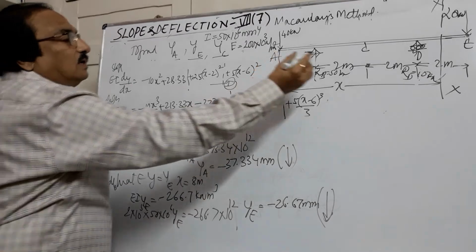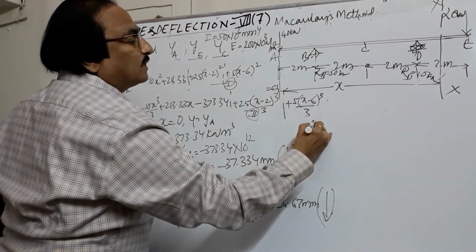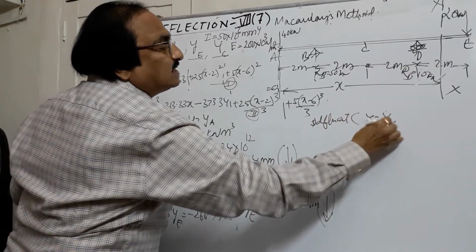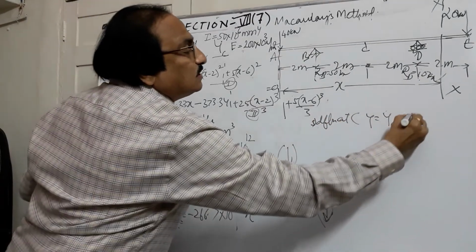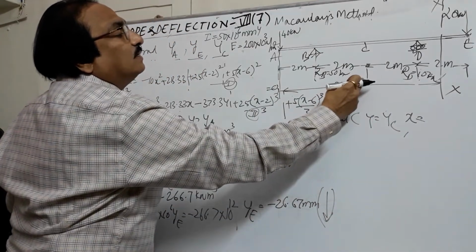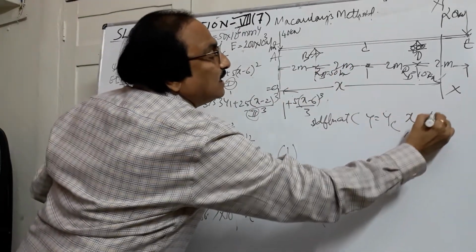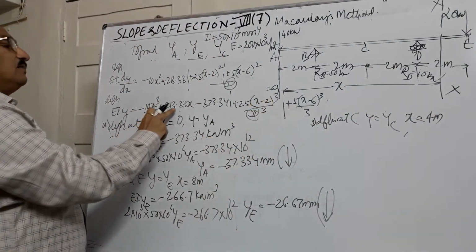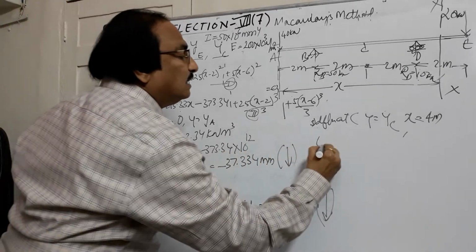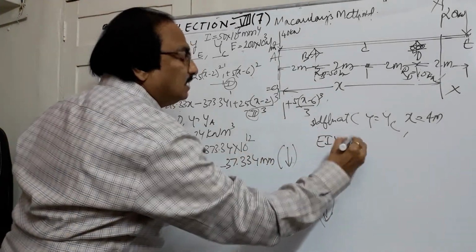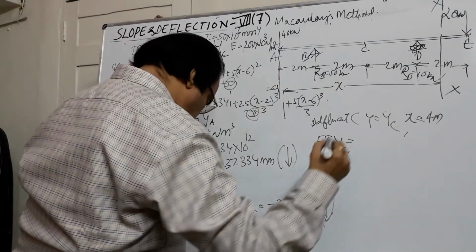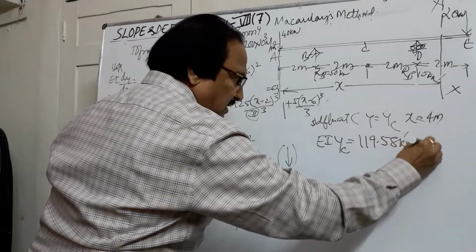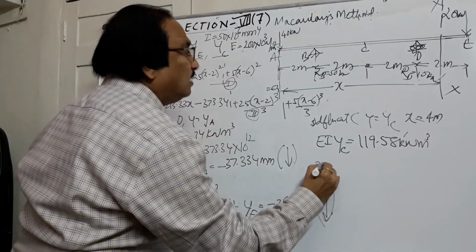Likewise, we will go for the deflection at C. Third is the deflection at C, y is equal to yC. And what is the distance x? It is at the center, 2 plus 2, 4 meters. So if you substitute x equal to 4 meters in the deflection equation, you get EI yC is equal to 119.58 kilonewton meter cube. So let us substitute the value.